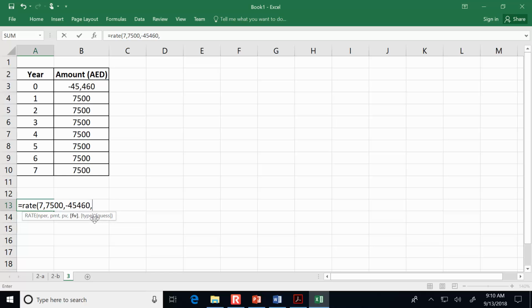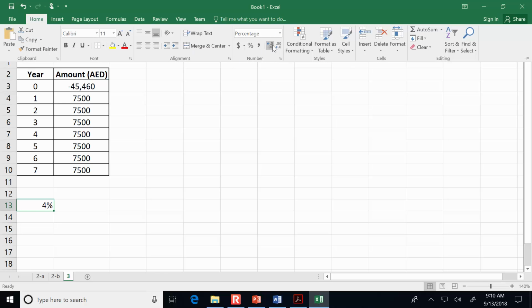We'll skip over the future value. We'll skip over the type, but we'll put in a guess. Is it 1% maybe? And with that guess, it'll calculate it 1/1,000,000th of a second faster. 4%, now we need to know it to the nearest 100th of a percent. So now I have to go in here to display the decimals. And it's under the Home tab, Increase Decimal. So to the nearest 100th, it's 3.73%.